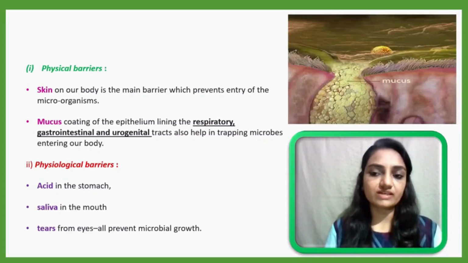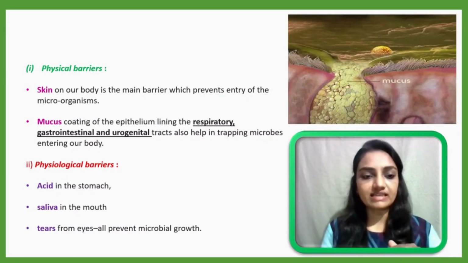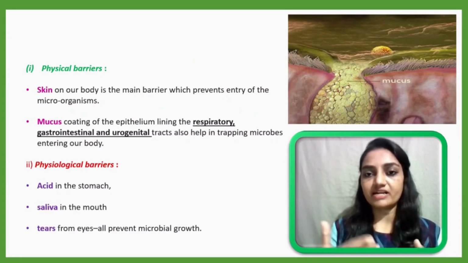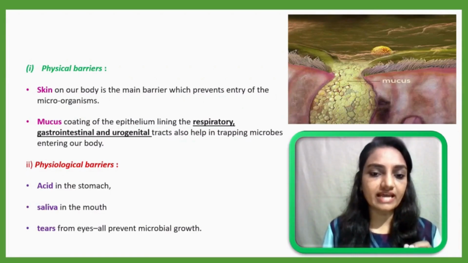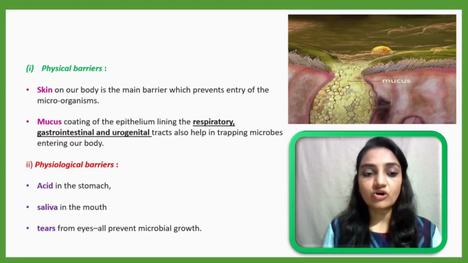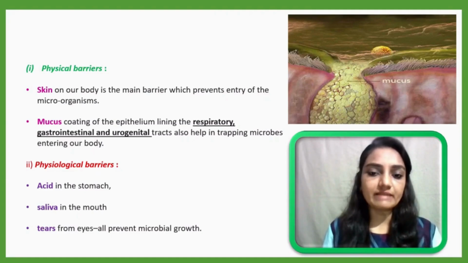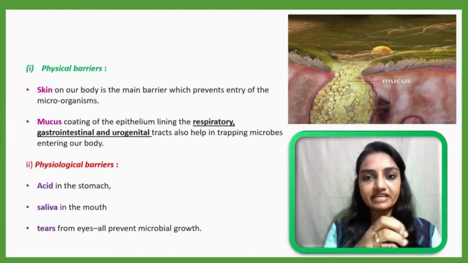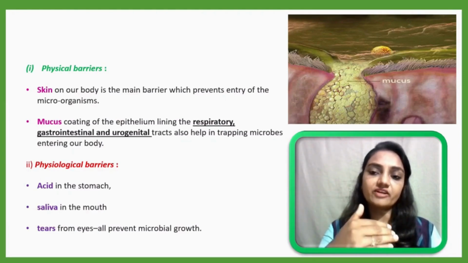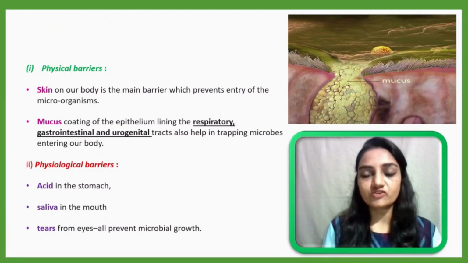Second is the mucus. In our soft tissues, in the inner lining of the body or any entry site of the body, there is a mucus layer, and this mucus layer is sticky. The coating of epithelial lining in the respiratory system, gastrointestinal system, and urogenital tracts all help in trapping microbes entering our body. They get trapped there in the mucus, and the pathogens cannot enter the inner side of the body. That's why mucus is also a very important physical barrier.